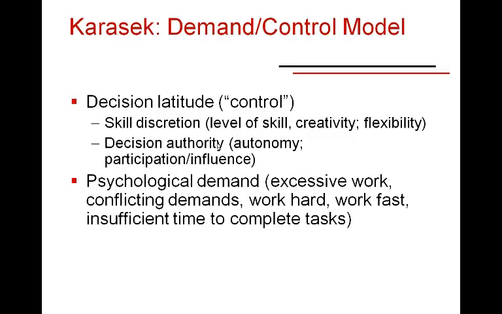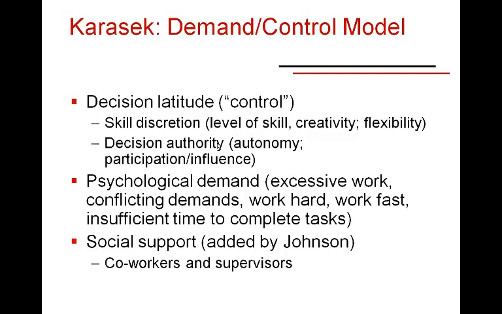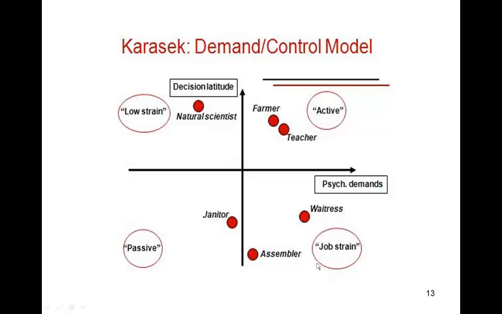And there's a third dimension that was added subsequently by Johnson to capture the degree of social support accessed in the workplace, both by coworkers and supervisors. And these two dimensions, the control dimension and the demand dimension, are intersected in this way to create four quadrants of relative risk. You can see here some examples of professions that have been allocated to these four quadrants.